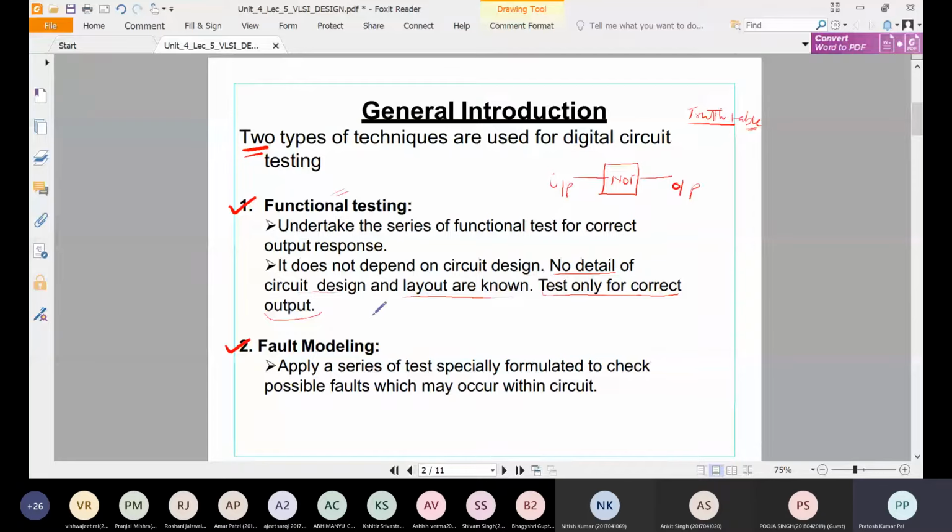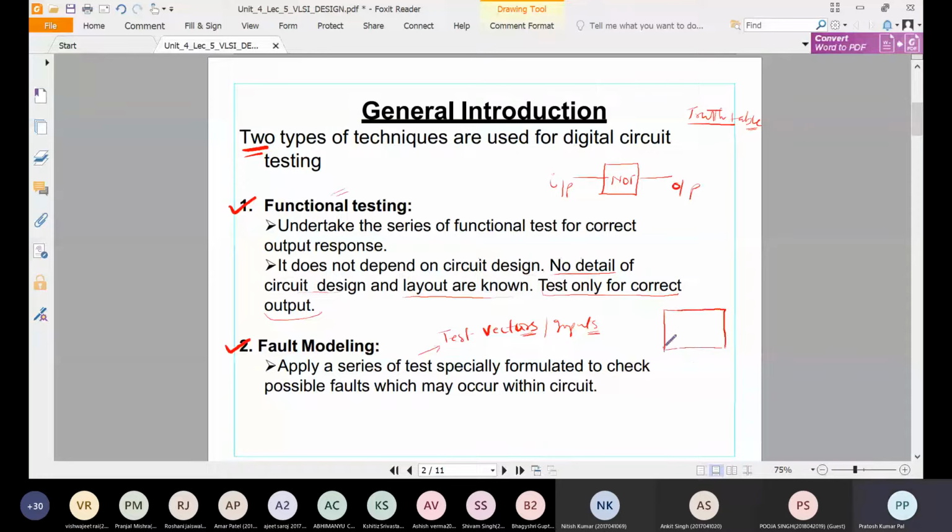Another one is fault modeling. Here we will be applying a series of tests, or we call them test vectors. Test vectors are like test inputs. We will be applying different test inputs, or test vectors, or we call them test patterns. These test vectors will be formulated to check the possible faults which may occur within the circuit.